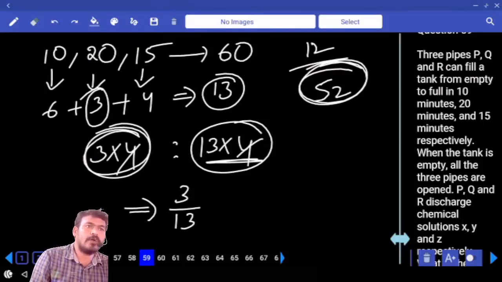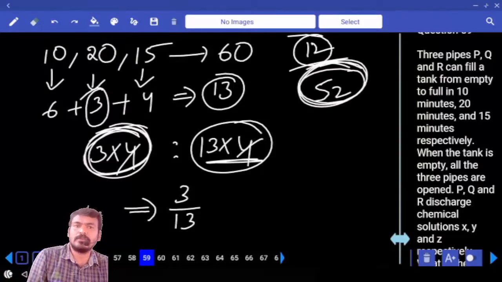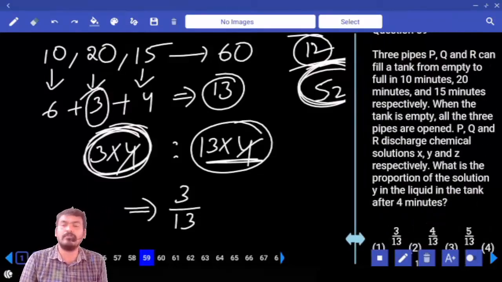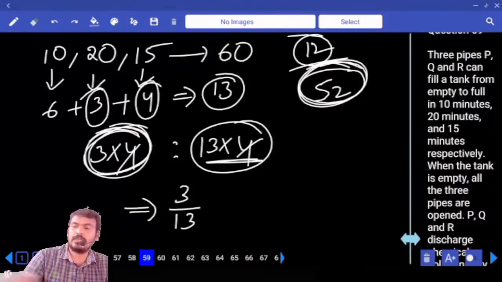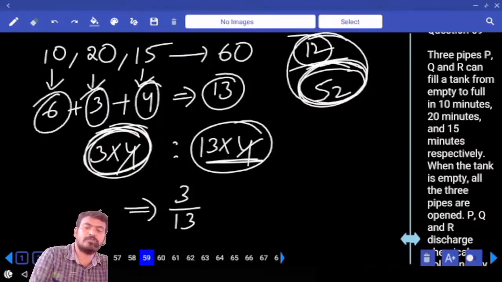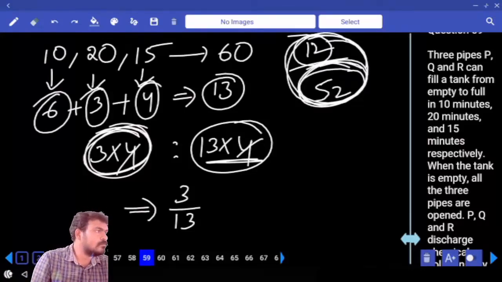Y or not? Y after 4 minutes, how much part is filled? 12 or not? 3 fours are 12. Means out of 52, how many parts we need? 12 parts or not? 12 by 52 means we are getting 3 by 13 or not? Suppose we required Z value. 4 fours are how much? 16. 16 by 52 or not? We required X value. 6 fours are 24 by 52 or not?